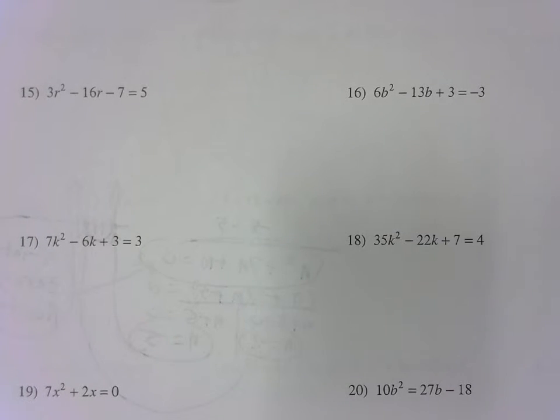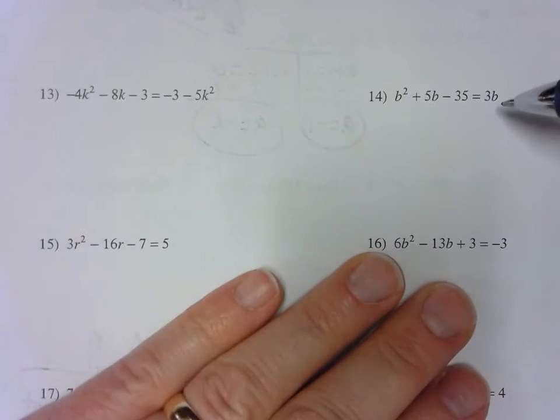We didn't really talk about this kind of factoring here, so some of these we're going to have to skip. We can certainly do number 14.